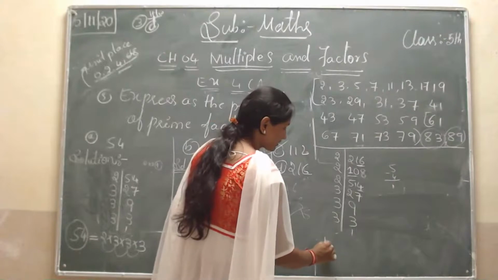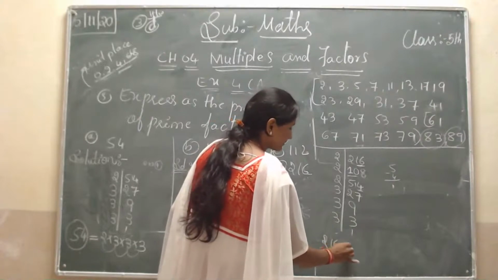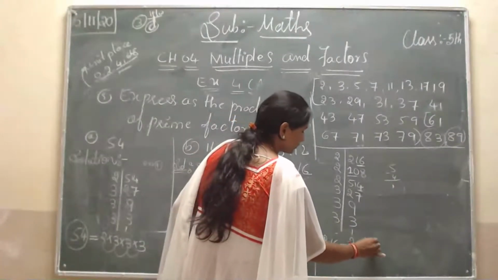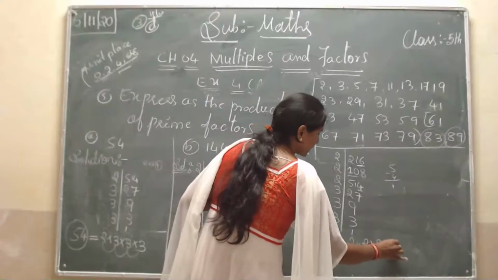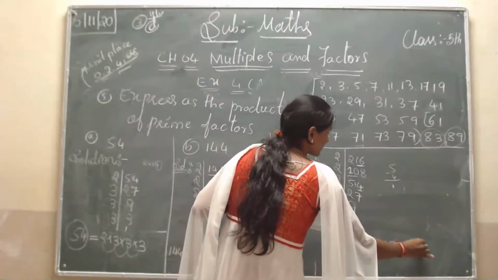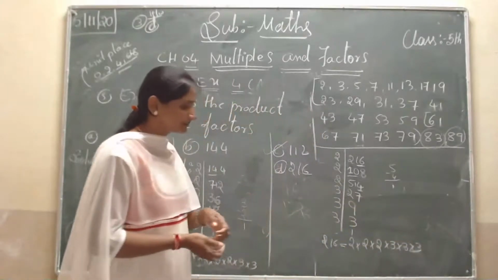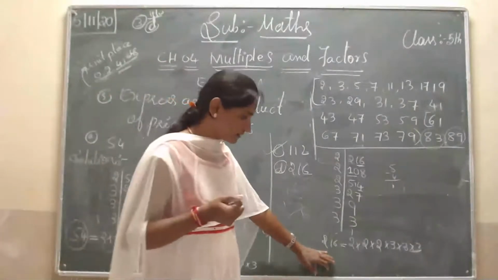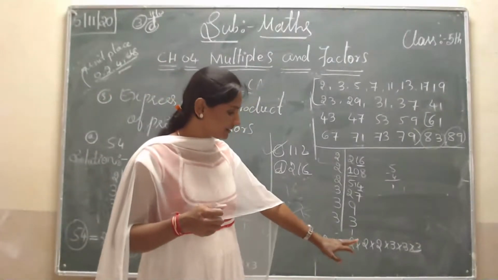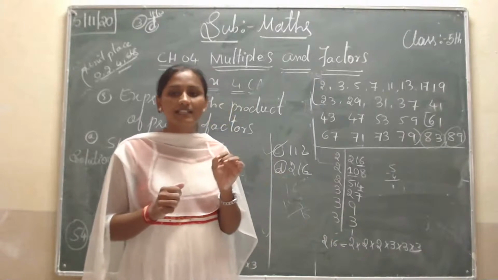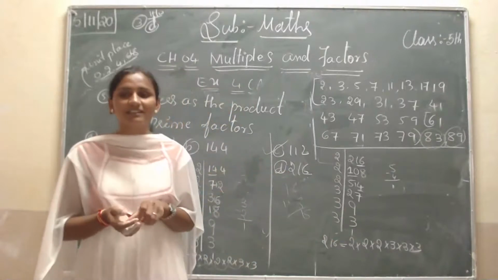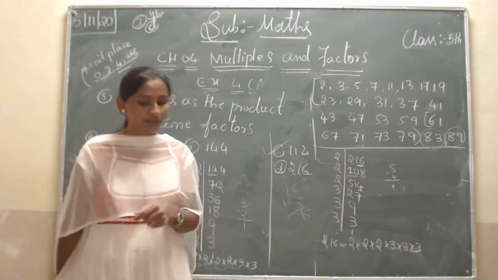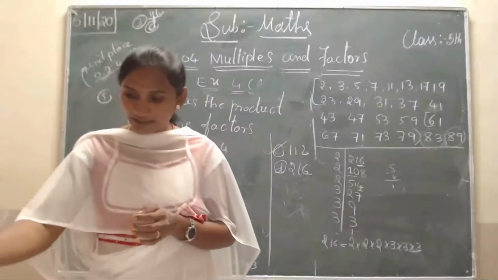The factors of 216 are equal to 2 into 2 into 2 into 3 into 3 into 3. Students, observe this. How many times is each factor? 2 is 3 times, and 3 is also 3 times. So this is the method of factorization.